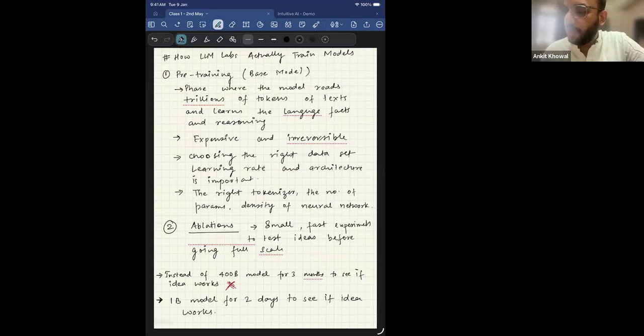First, how LLM labs actually train the models. I said pre-training is coming up with the base model. So what happens during the base model phase? The model reads trillions of tokens of text and learns the language, facts, and reasoning. We already know that it will have a data set, will pass through all the data, and learn how to reason about the language. This whole process is very expensive and irreversible, right?